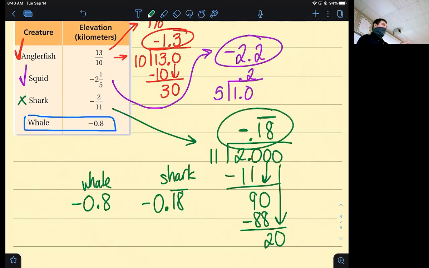It doesn't matter how many digits I put after, because even though this one goes on forever, I could technically put an infinite number of zeros, couldn't I? And 800 is still going to be 180. And 8,000 is still going to be 1,800. It's always going to be bigger. Now, in this case, bigger means deeper because it's negative. So the shark is not as deep as the whale.